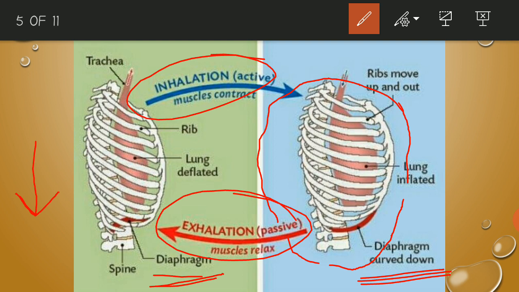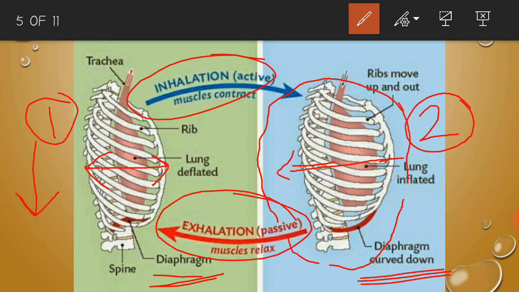Now see here, in the first step, see the size of the chest cavity, and see here in the second case, see the size of the chest cavity. So you can easily find out the difference. In the first stage, the diameter is less. Now here the diameter is larger, so our chest cavity expands.